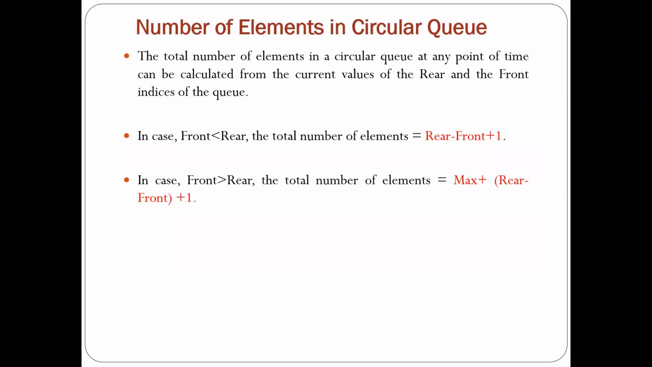And see here, that only I have written here. And these are the two formulas again you have to remember related with the circular queue. If you want to find out the total number of elements present in the circular queue, again there are two cases: if your front is less than rear and if your front is greater than rear. If your front is less than rear, then use the formula rear minus front plus 1. And if your front is greater than rear, then use the formula max, which is the size of that array, plus rear minus front plus 1. So these two formulas again you have to remember very carefully.